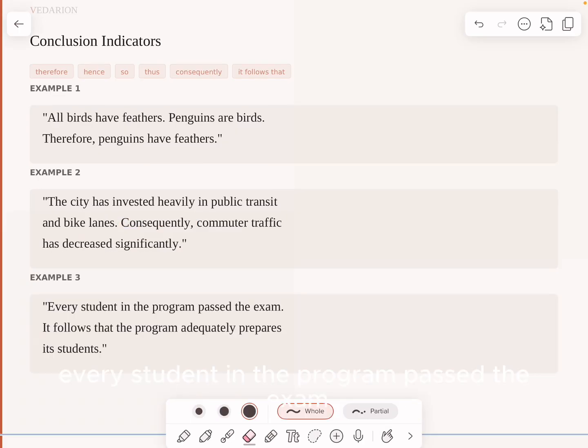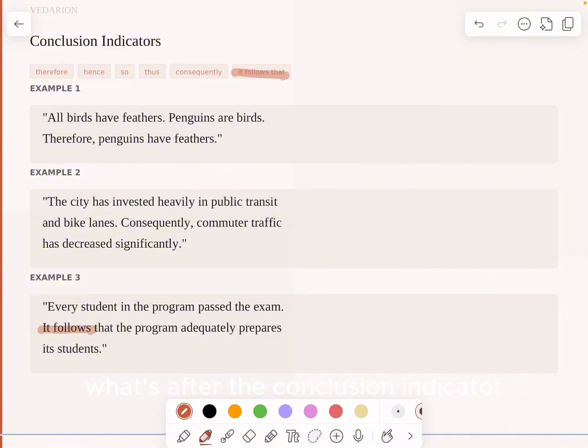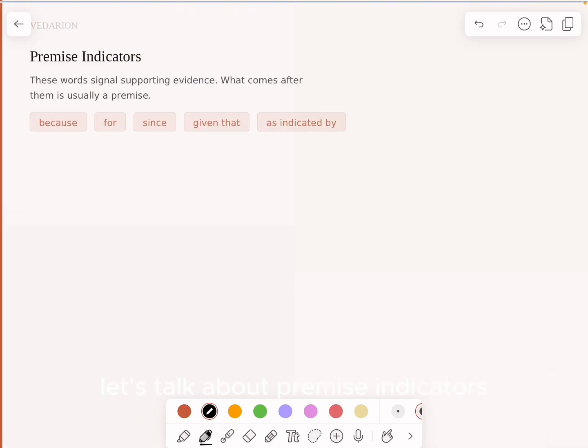Every student in the program passed the exam. It follows that the program adequately prepares its students. Do I have a conclusion indicator? I do. It follows that. What's after the conclusion indicator? The program adequately prepares its students. That's the conclusion. Let's talk about premise indicators.